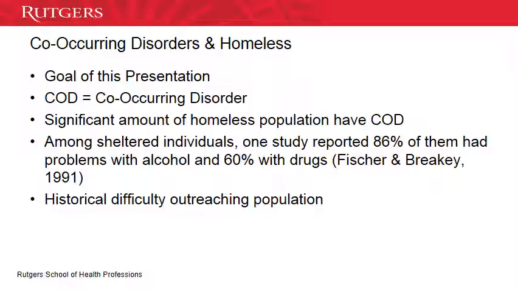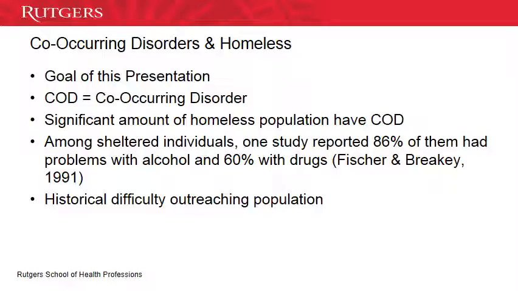Okay, so we are going to be talking about co-occurring disorders and the homeless population. The goal of this presentation is to present a broad overview of the different barriers experienced by this population. We will be talking a lot about people with co-occurring disorders, so we'll be using the acronym COD in a lot of cases, both in print and possibly in our narration to relate to this population. So just a word to the wise in terms of being able to understand everything.